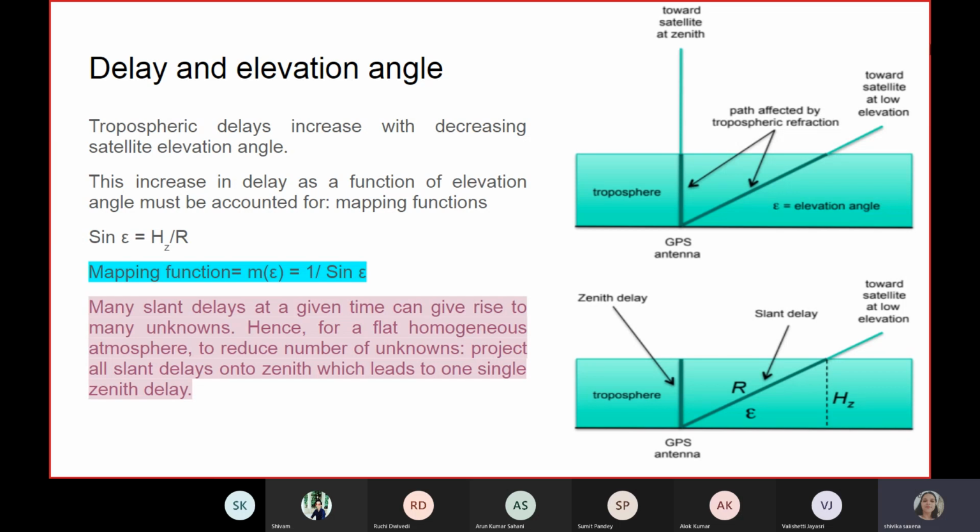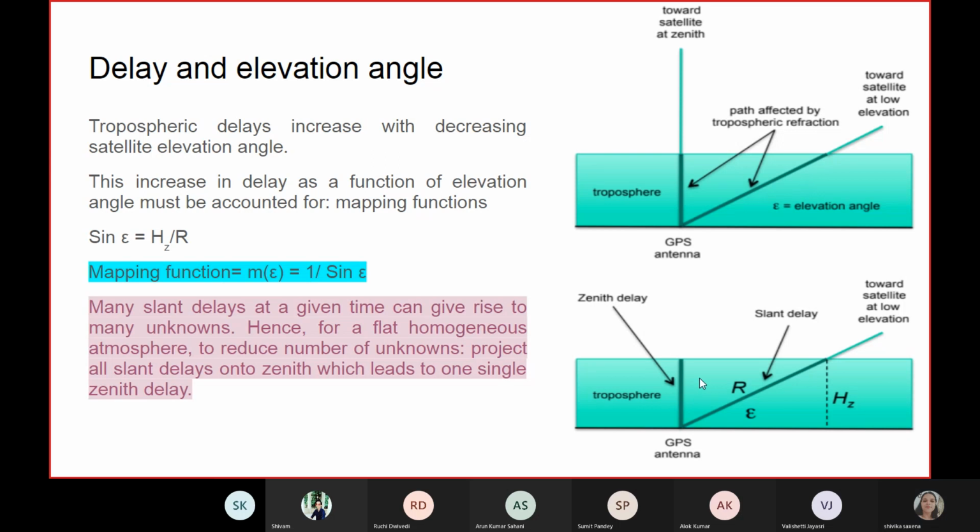So you can see the topmost figure, this inclined line here. I hope you can see my mouse pointer. This inclined line is known as slant delay. This straight line, vertical straight line, is known as the zenith delay. Okay, so the relation between this slant delay and the zenith delay is known as mapping function.